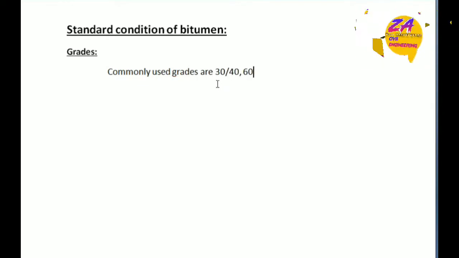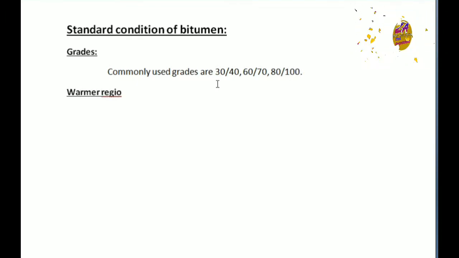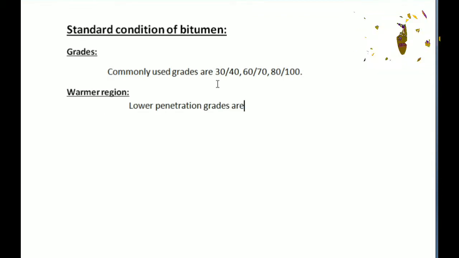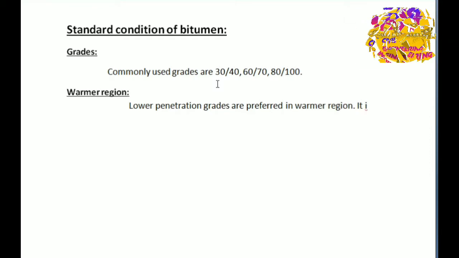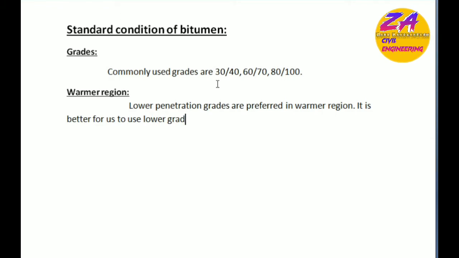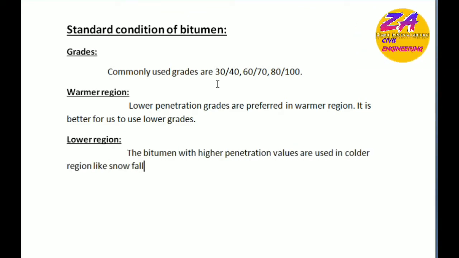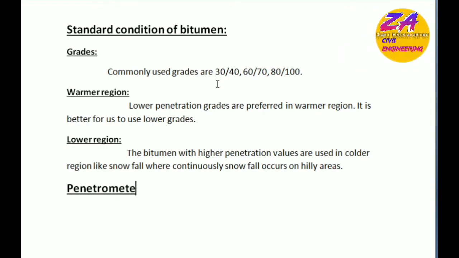Commonly used grades are 30/40 and 60/70. All of these are grades of bitumens. Lower penetration grades are preferred in warmer regions. It is better for us to use lower grades in warmer regions. Bitumens with higher penetration values are used in colder regions like snowfall areas, where snowfall occurs continuously on hilly areas.